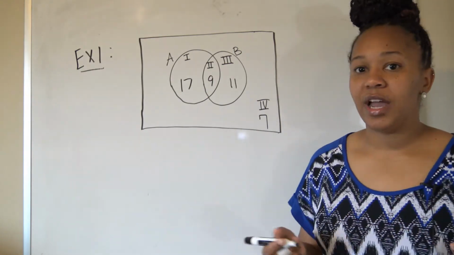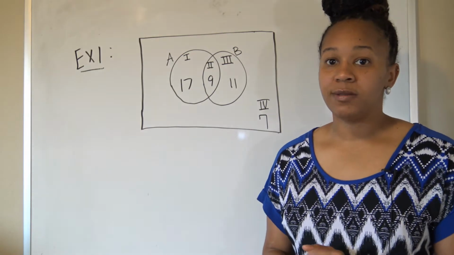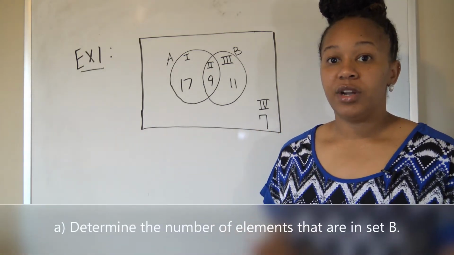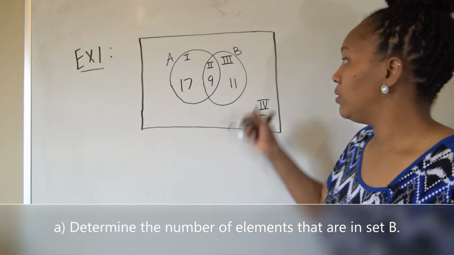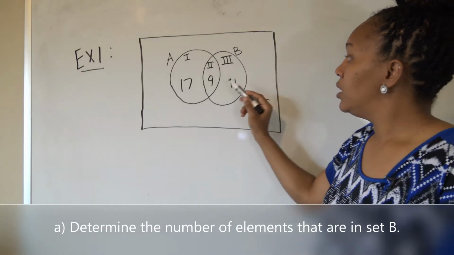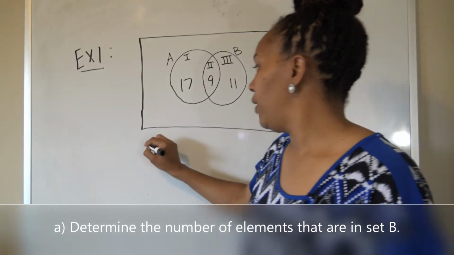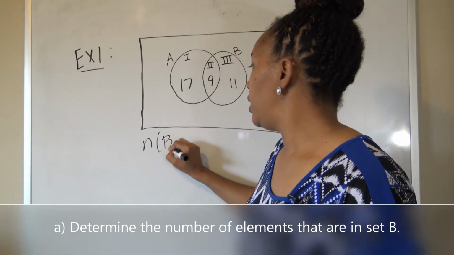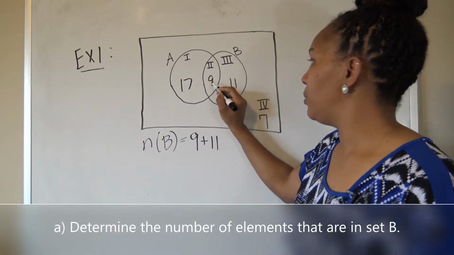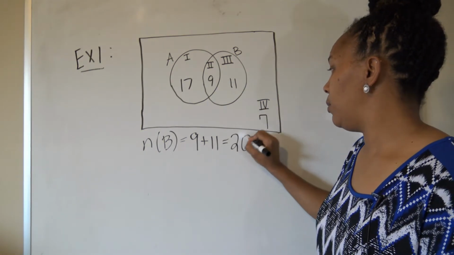So we have this Venn diagram and we want to find some things. There are various parts to this. The first part is to determine the number of elements that are in set B. Okay, so set B is this circle right here. All of these elements are in B and all of these elements are in B. So the number of elements in B will be the 9 plus the 11. There are 9 elements in B and there are also 11 elements in B. So there are 20 elements in B.